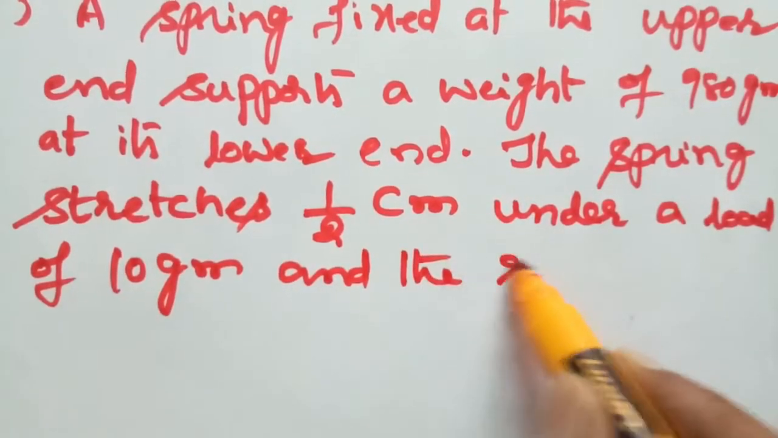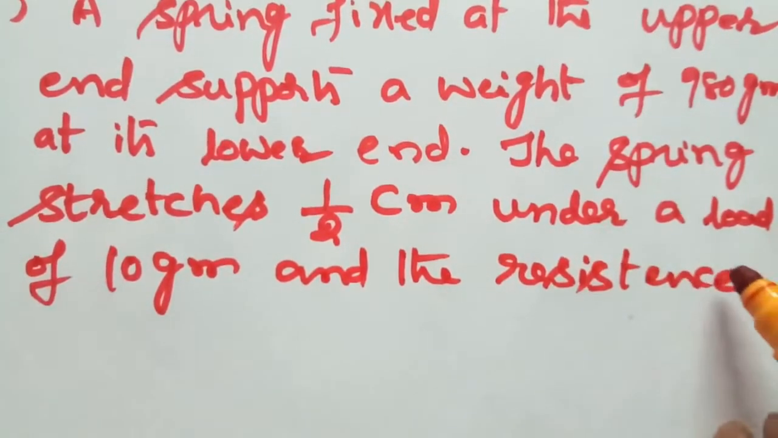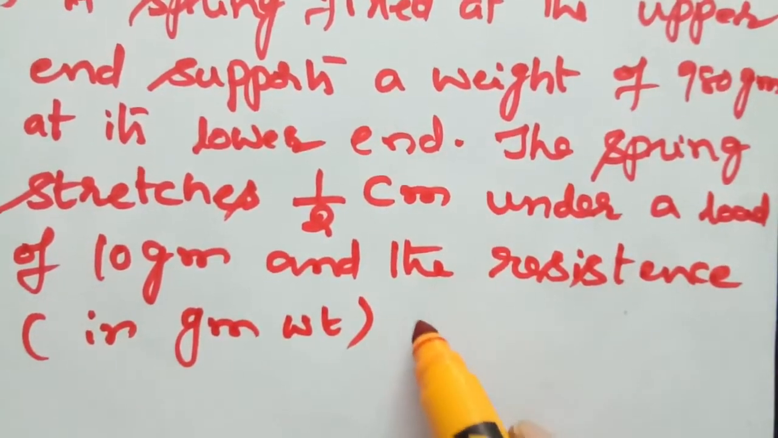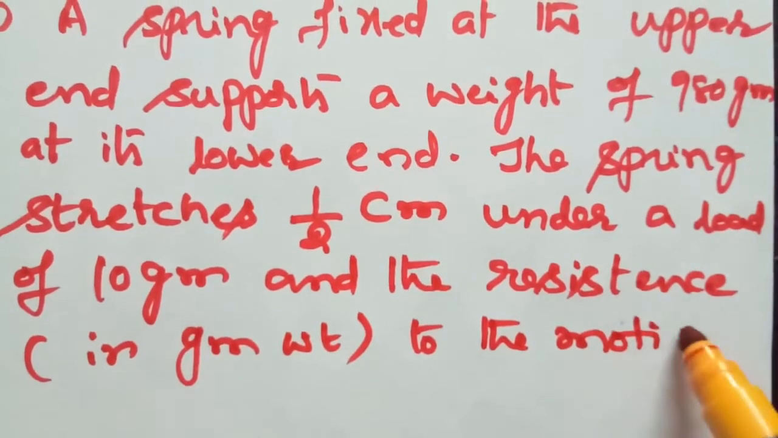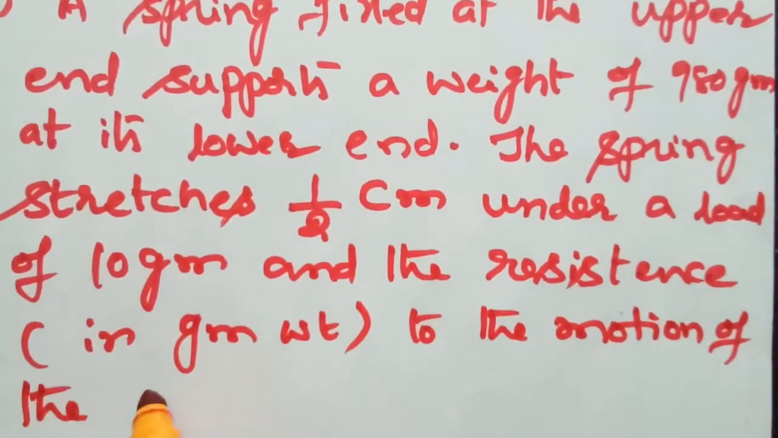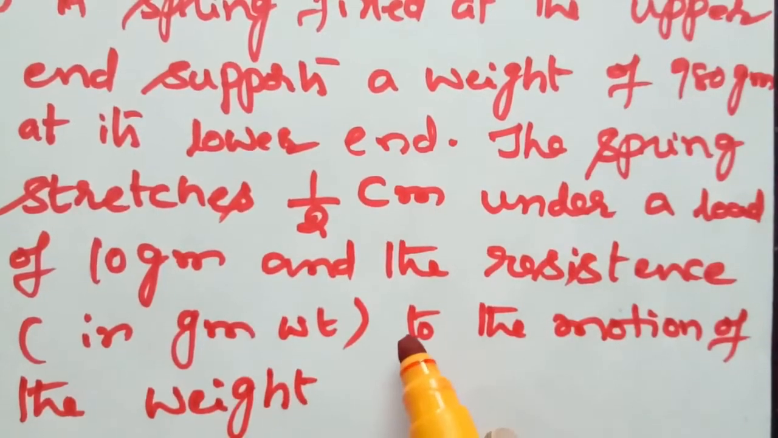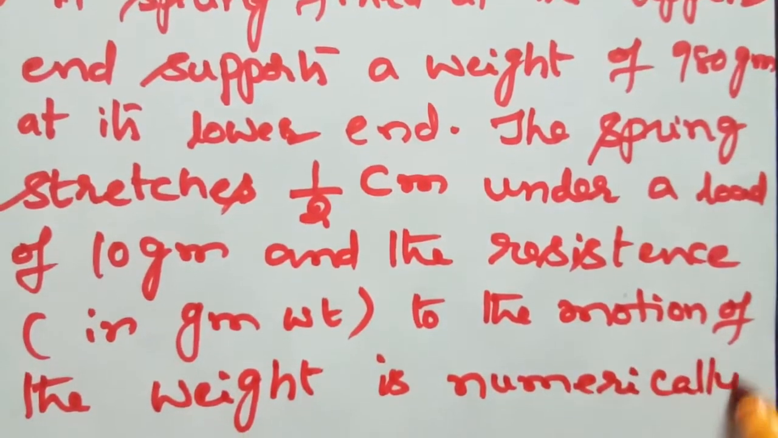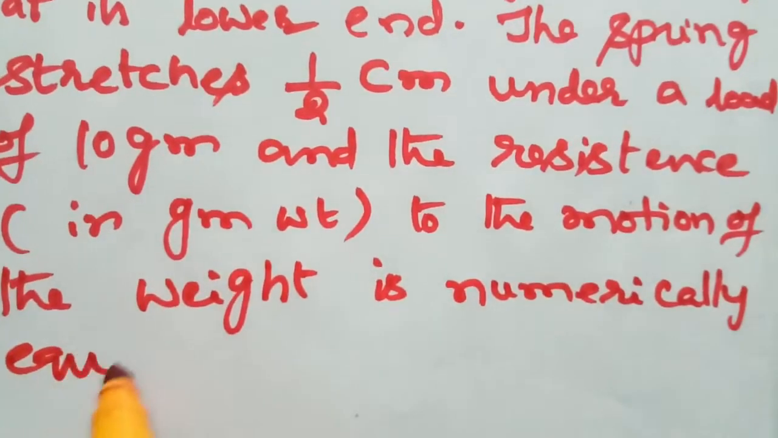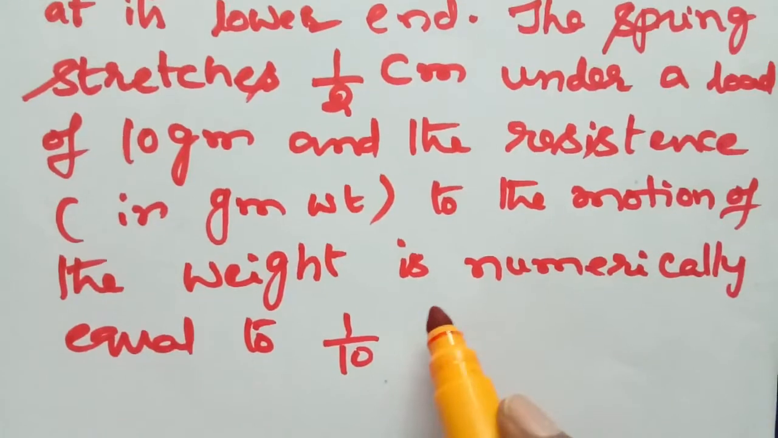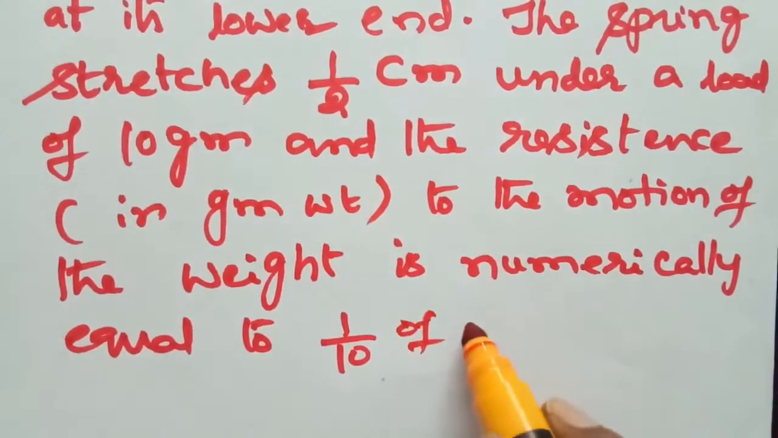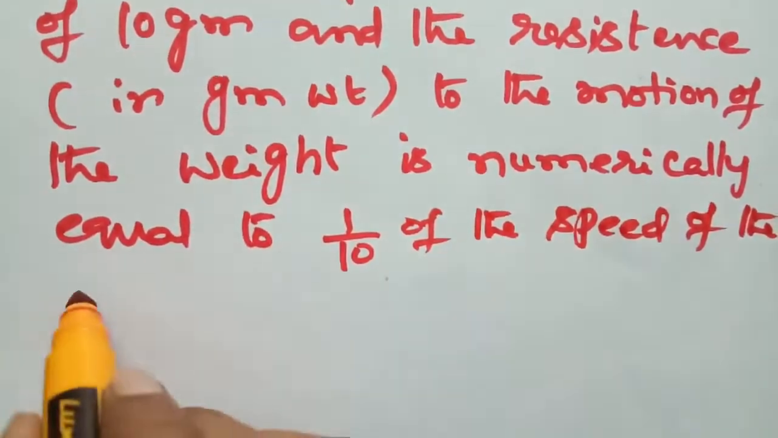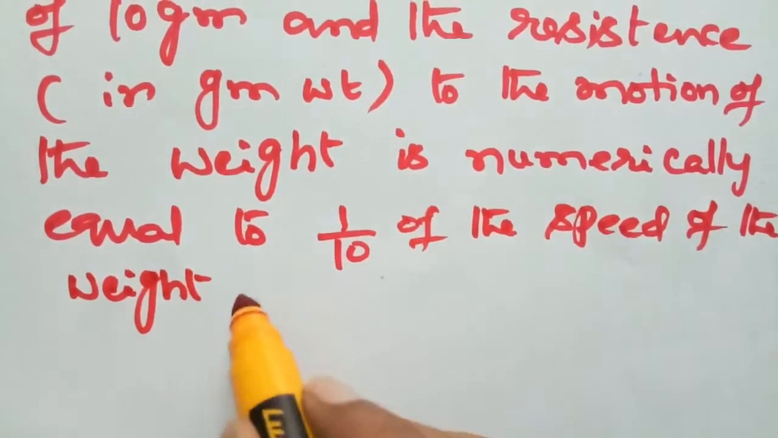And the resistance in gram weight to the motion of the weight is numerically equal to 1 by 10 of the speed of the weight in centimeter per second.